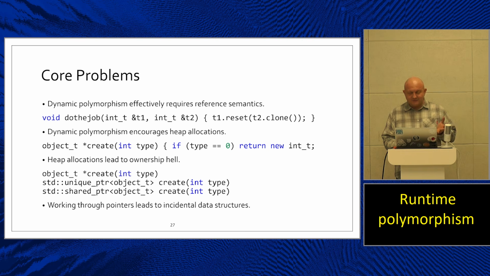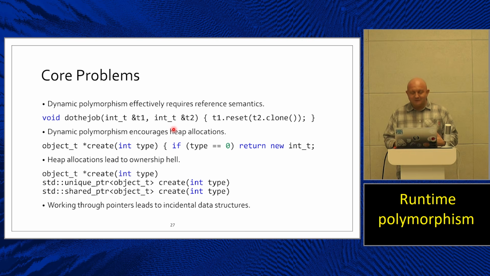Dynamic polymorphism effectively forces reference semantics. Copying becomes cloning. Assignment becomes pointer manipulation. Heap allocation becomes unavoidable. And once you allocate on the heap, you must decide who owns the object. Just throw a pointer and hope for the best, or maybe unique pointer, or maybe shared pointer. And this quickly turns into ownership hell.